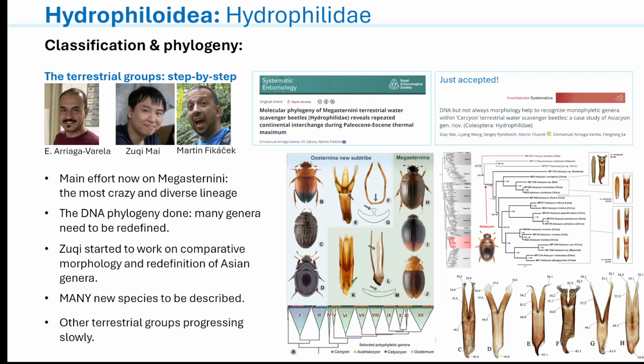We are also starting to do something similar in the terrestrial groups. The main effort now is in the most crazy lineage, which is called Megasternines, for which we did the molecular phylogeny based on the sampling which was available at the moment. And now we are trying to redefine the genera, put more species in, and slowly revise the group step by step. It's lots of work, but fortunately Zuchi joined us, and he is working hard on the Asian groups now. The other terrestrial groups are in progress. They are not yet published, but we have lots of data, and hopefully we will publish at least some of the results quite soon.